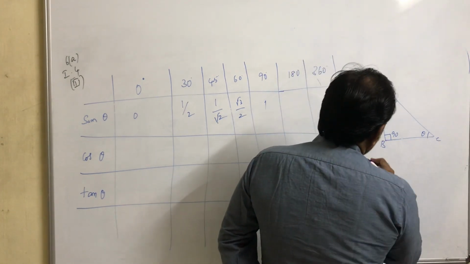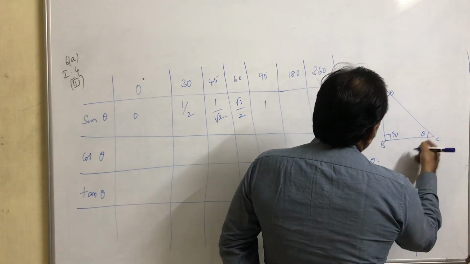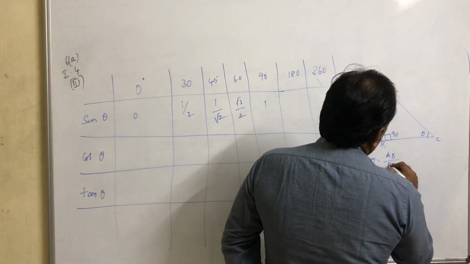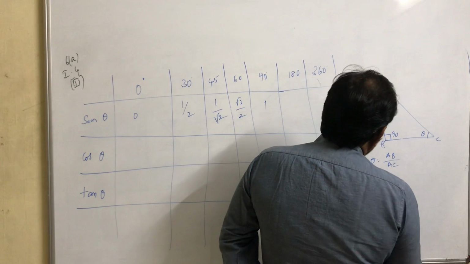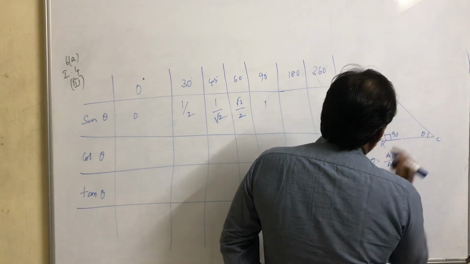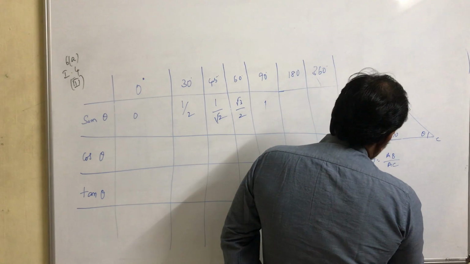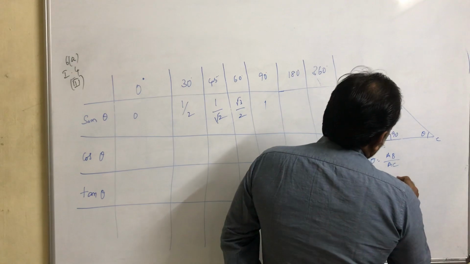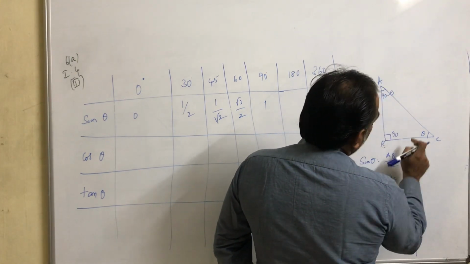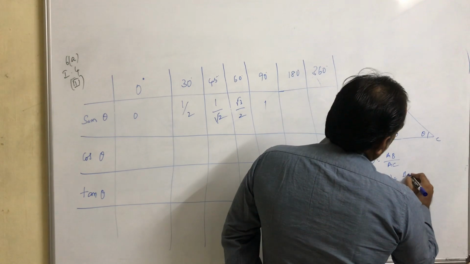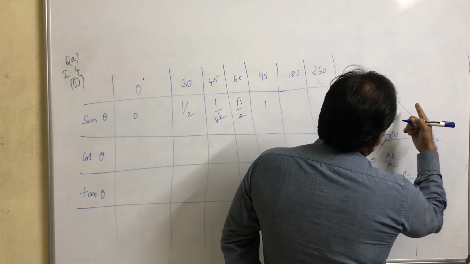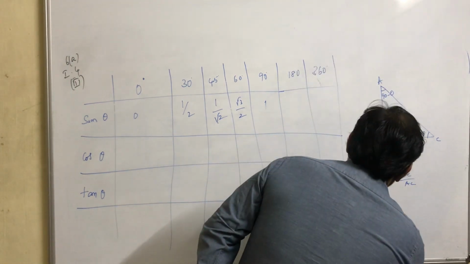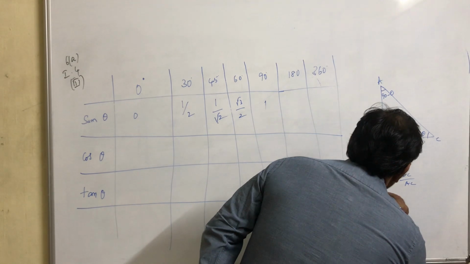So if you consider sine theta, sine theta equals what? Opposite side divided by hypotenuse. The opposite side is AB divided by the hypotenuse. And now consider this angle, 90 minus theta. What is sine of 90 minus theta? For this angle, the opposite side is BC, divided by the hypotenuse, which is AC.